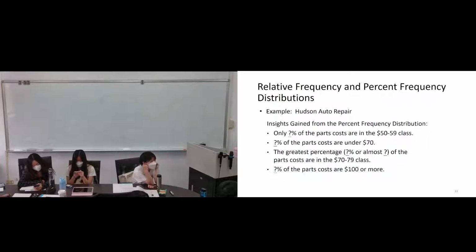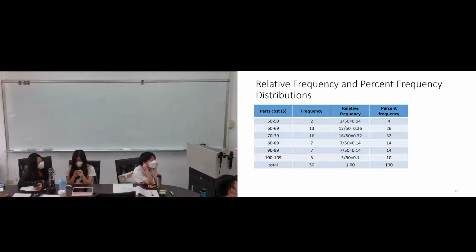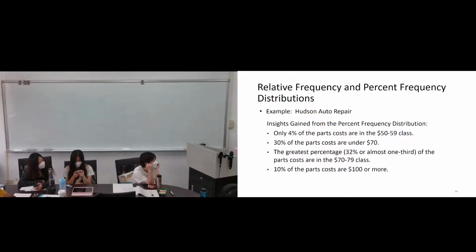What's the percentage of the parts costs that are under $70? Under $70, the 4% should be counted, right? And also from $60 to $69, the 26% should be counted. Both of them are under $70, so we add them up, that's 30%. So 30% of the parts costs are under $70.